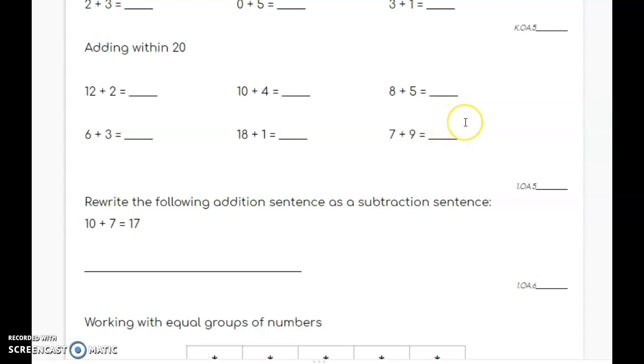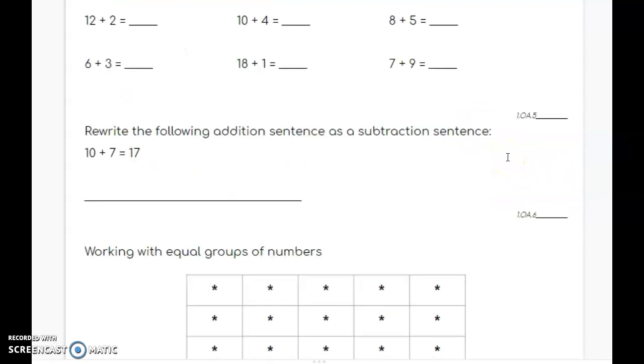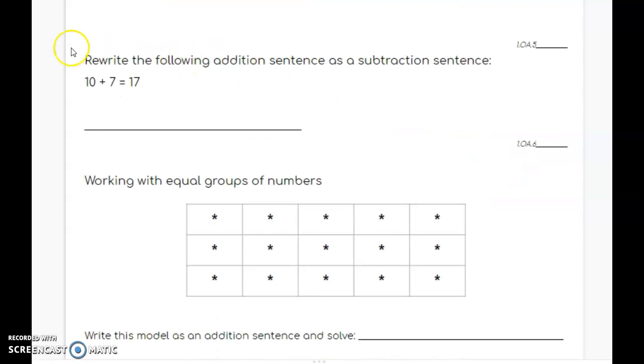Again, you can pause or rewind if you need to hear it again. This line is for the teacher. Please do not write anything on that line. Moving on, our next section says rewrite the following addition sentence as a subtraction sentence.